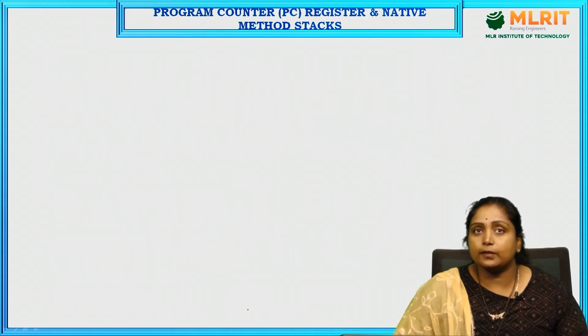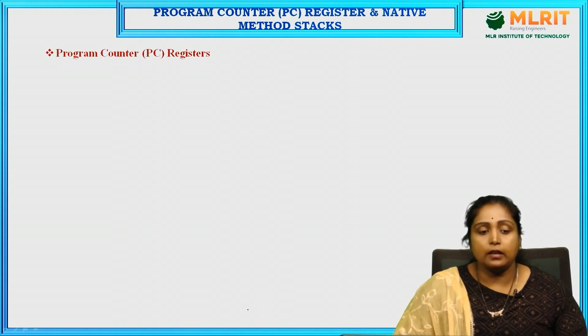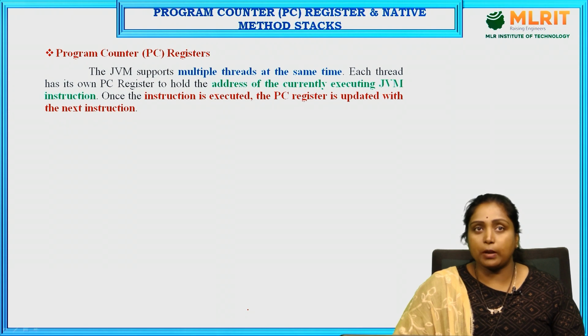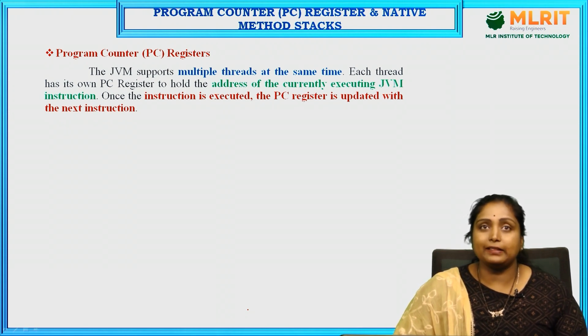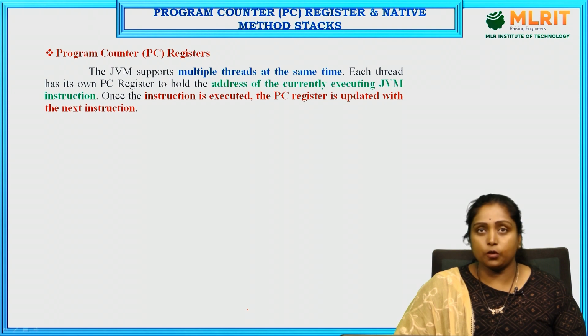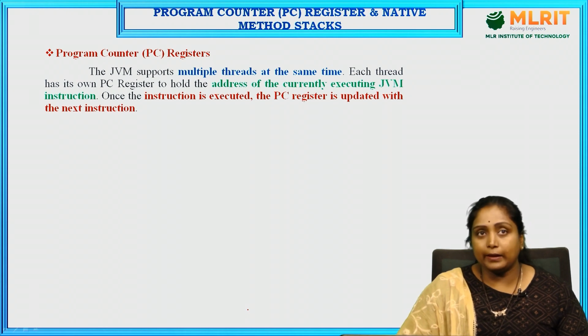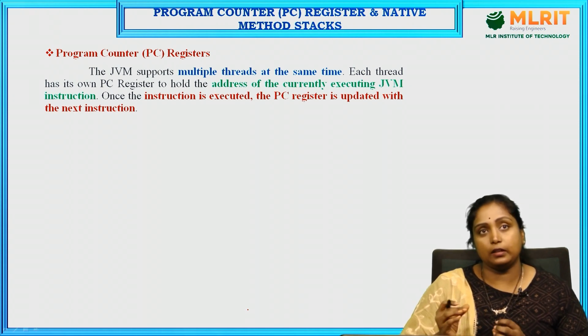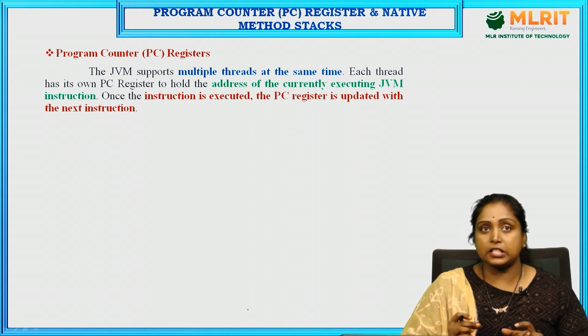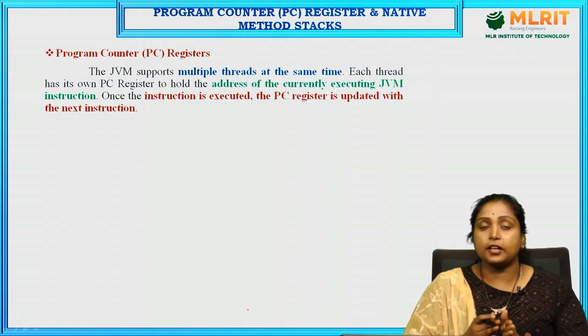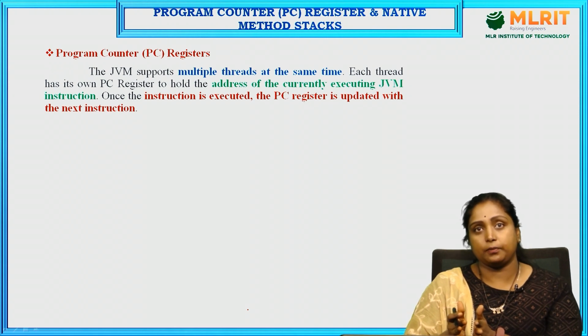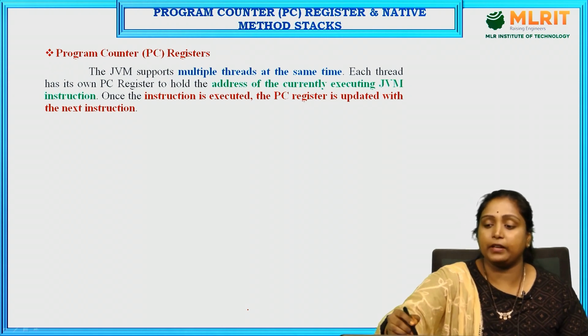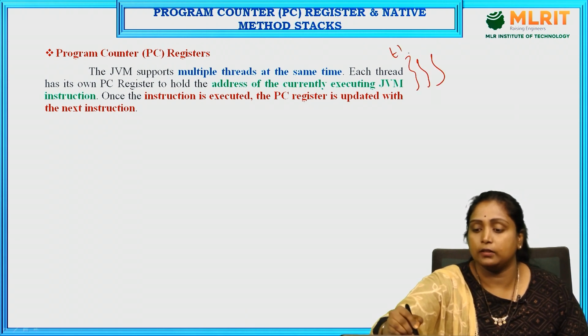And the next ones are the program counter register and native method stacks. So what is the program counter register? Java supports multiple threads executing at the same time, which is known as the multi-threading concept. When multiple threads are executing at the same time, each thread has its own program counter register. Each thread will be stored in one program counter register. So if I have n number of threads, this is thread 1, thread 2, thread 3.